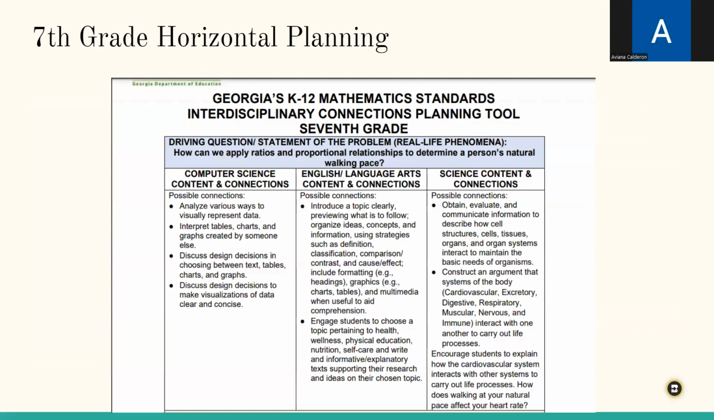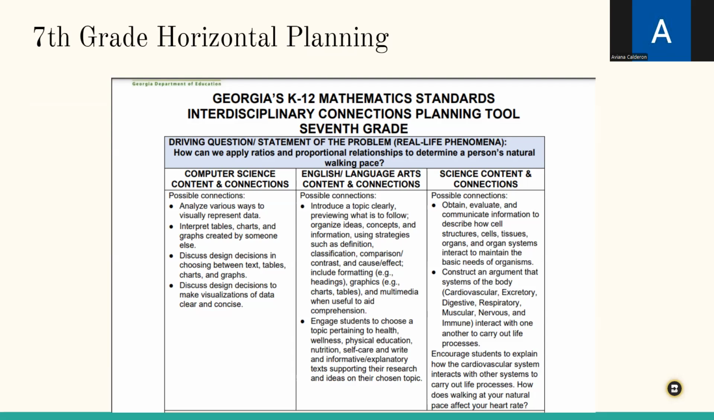Our 7th grade horizontal planning is as follows. So our ratios and proportions standards for 7th grade relate to computer science, ELA, and science. In computer science, it relates to ratios and proportions from analyzing various ways to visually represent data. And it also discusses design decisions and choosing between text, tables, graphs, and charts.